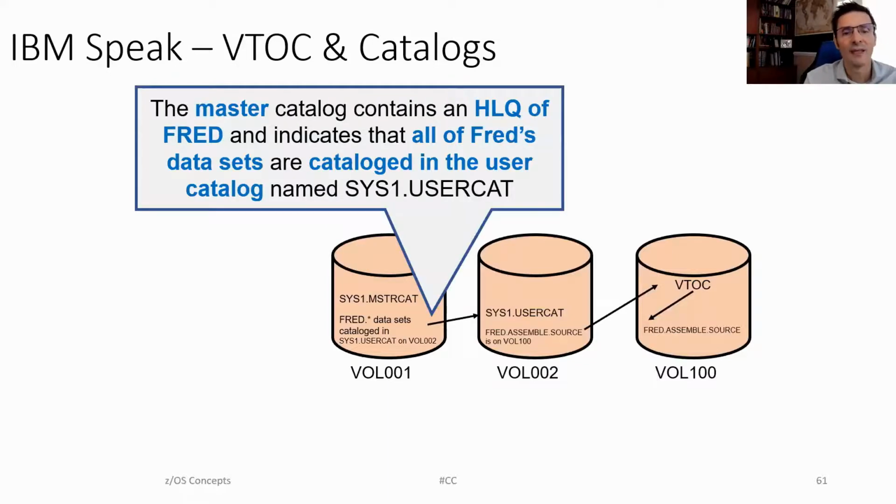So now you're just going to be able to specify the name of the dataset, and the system, through the catalogs and the VTOC, is going to be able to find that particular dataset. So that's the idea of what a VTOC is and what a catalog is. Okay, as you can imagine, last topic about data and disk, this can get really complicated really fast.